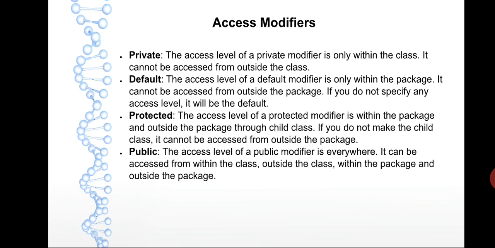Okay, now for public, the access level of the public modifier is everywhere. It can be accessed from within the class, outside the class, within the package, and outside the package. When you are going for public, the things can be accessed from anywhere, but make sure that private data or any important data is not given to the public. If you want to maintain some privacy, definitely you have to choose either protected or private. Okay, so these are some of the concepts.